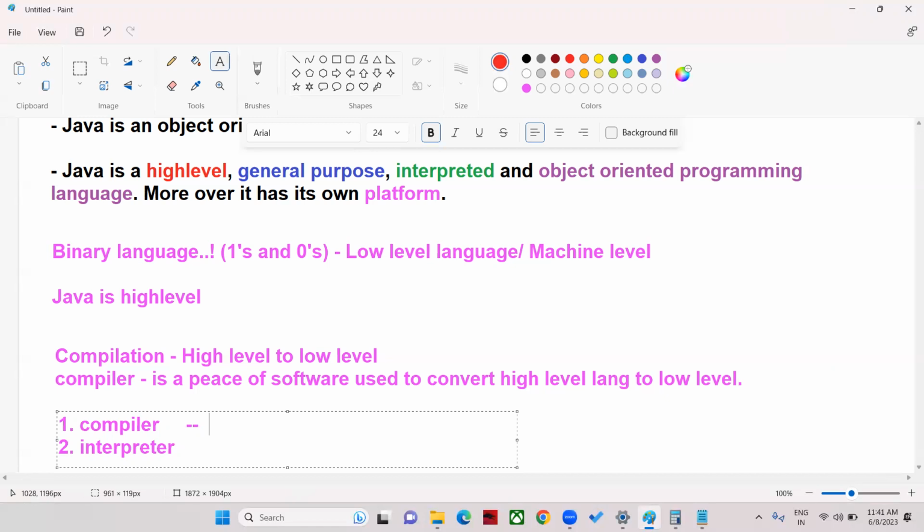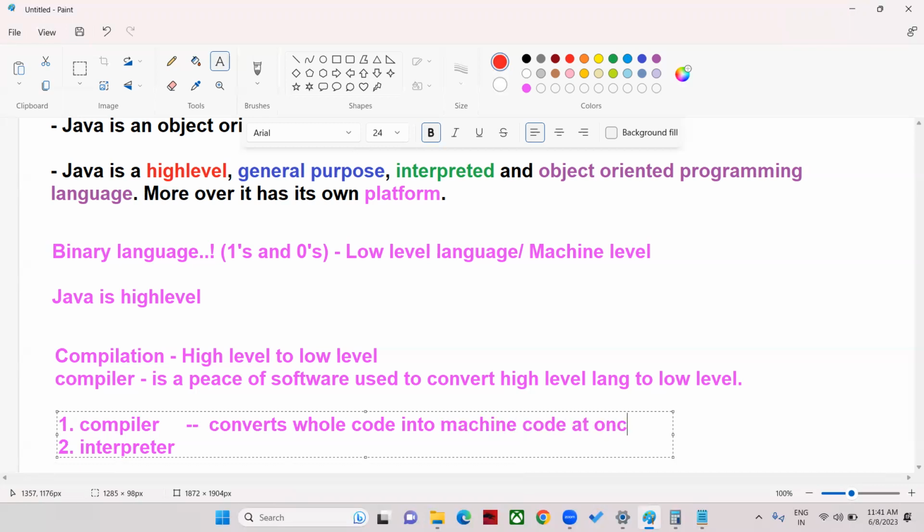The compiler completely converts the code. Like if you have a program with 1000 lines of code, the whole 1000 lines will be converted into binary at once. Whereas the interpreter converts line by line. It takes one line, converts it into binary, low level, and executes it. It executes in parallel as well. I will explain execution later. Okay?